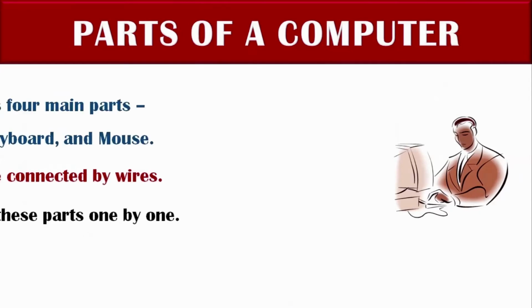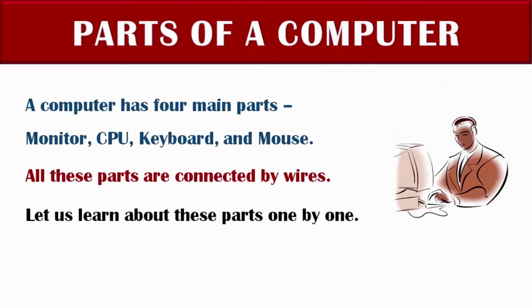Dear students, a computer has four main parts: monitor, CPU, keyboard and mouse. All these parts are connected by wires. Let us learn about these parts one by one.